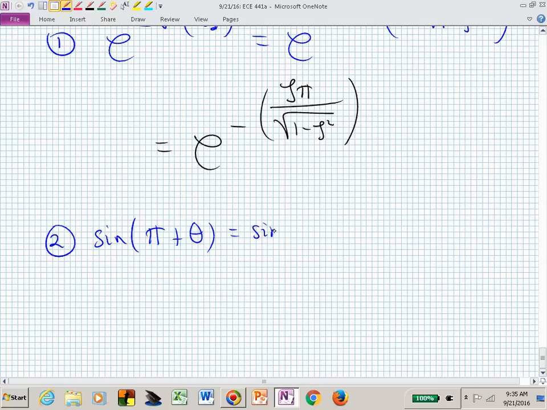That is the sine of pi times cosine of theta, so it's now changing between sine and cosine, and now what's the sign in between the two terms? Positive or negative? Do you remember? I excuse you for not having this memorized.